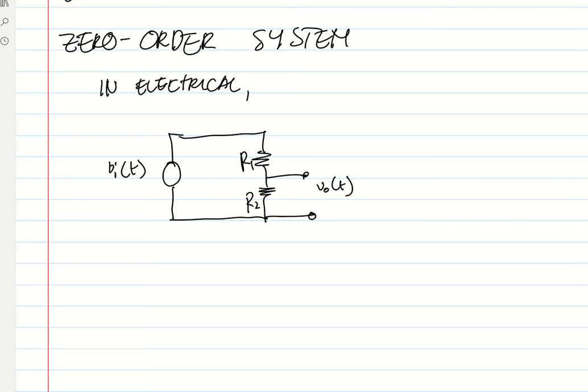So first procedure, identify the input and output. The input is this one, the voltage, and the output is this one, the voltage across R2. You can change it if you want. If you want the voltage across R1, it can also be the current passing through R1 and R2, the total current. So now, what will be the transfer function of this system?